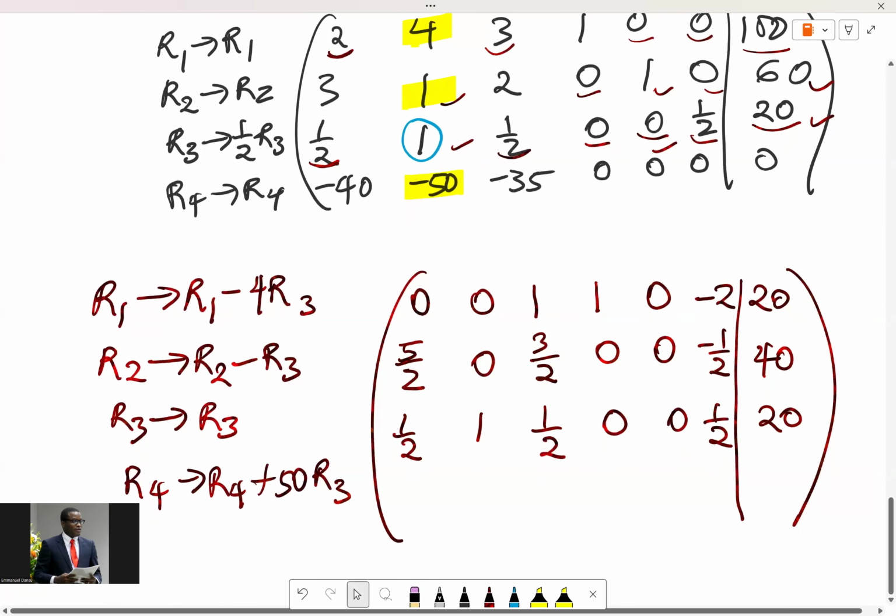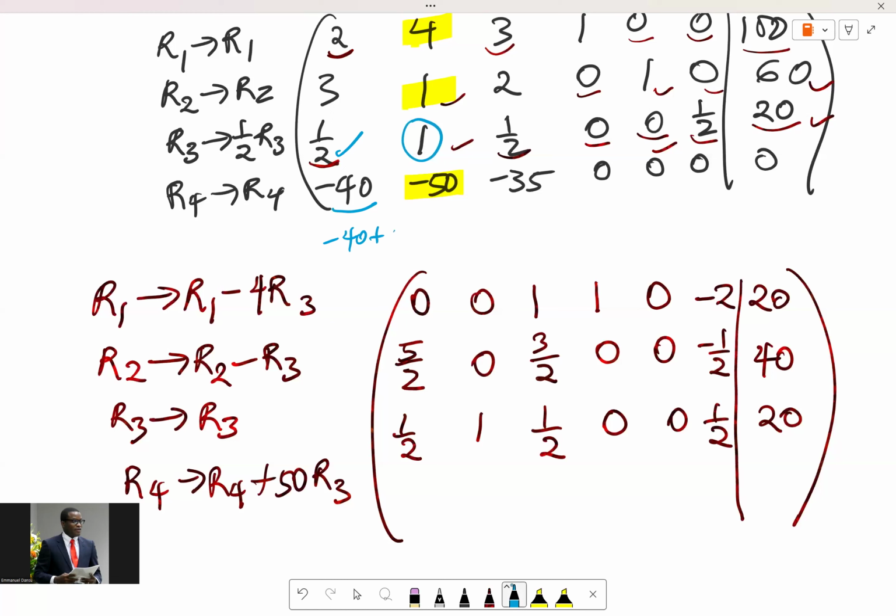Then the last row now, big number. So we have R4 plus 50 times R3. So that's minus 40 plus 50 times half. That is minus 40 plus 25. And that will give us minus 15.